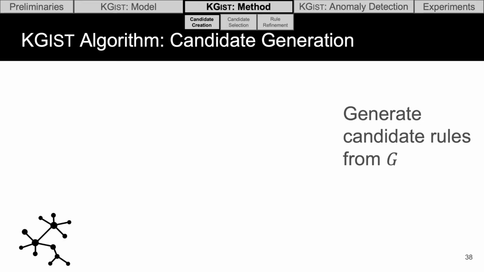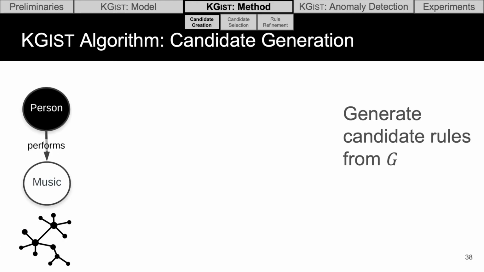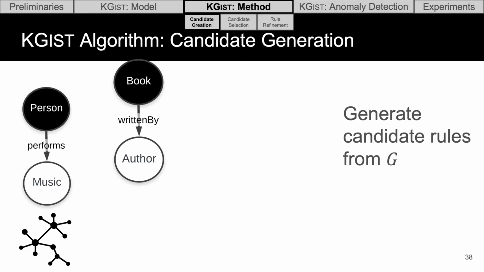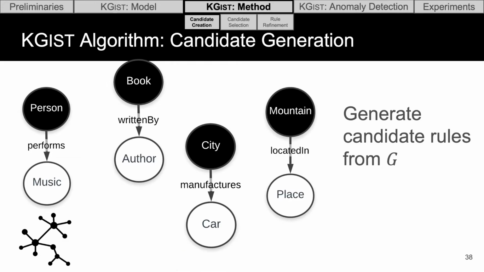So the first step is to generate these candidate rules. We'll do this by iterating over the graph, and each time we encounter an edge, we will generate rules to explain it. So for example, if we encounter a person who performs music, then we'll generate that rule describing that schematic structure. We might also then generate books are written by authors, cities manufacture cars, and mountains are located in places.